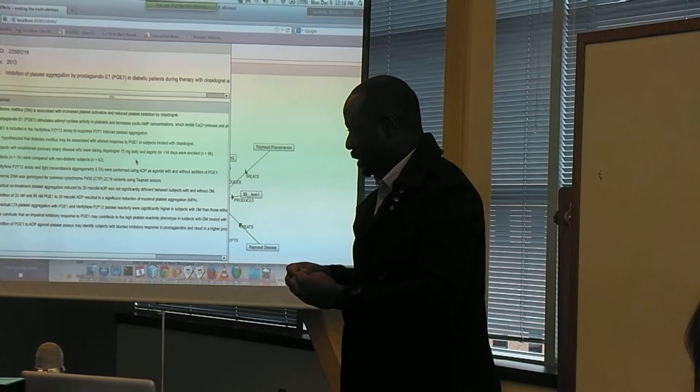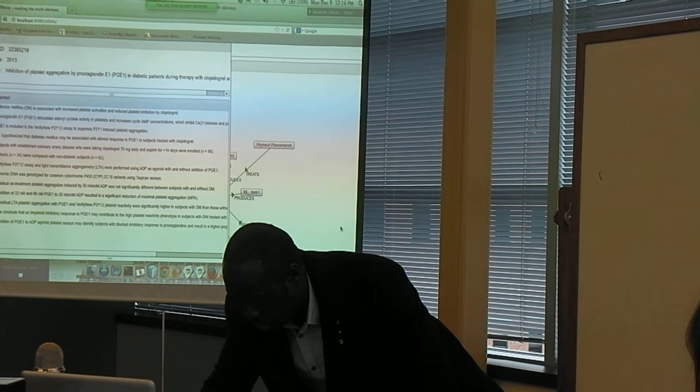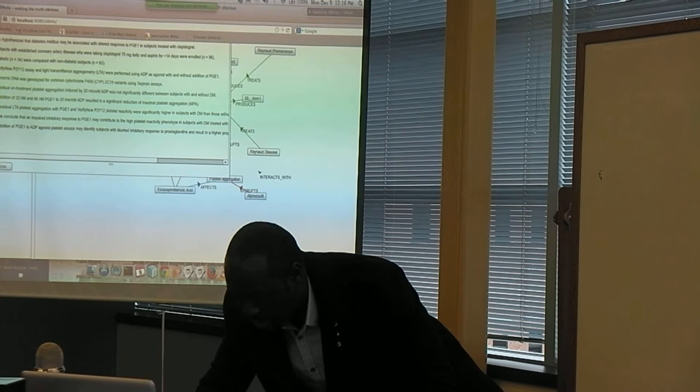I think this one is the one for platelet aggregation and alprostadil. In sentence number 10, it essentially says that the addition of 22 nM, 88 nM PGE1 resulted in a significant reduction of maximal platelet aggregation. Well, that is the fact: alprostadil, PGE1, disrupts platelet aggregation.